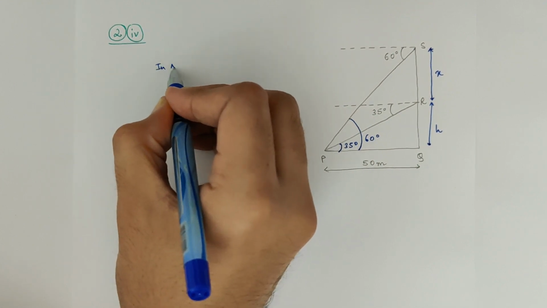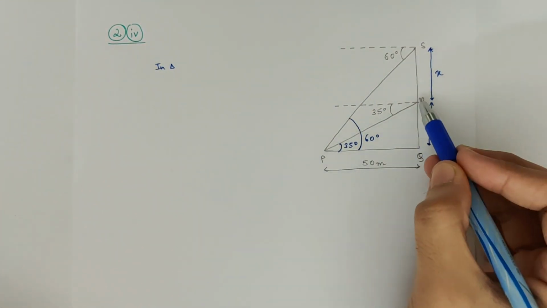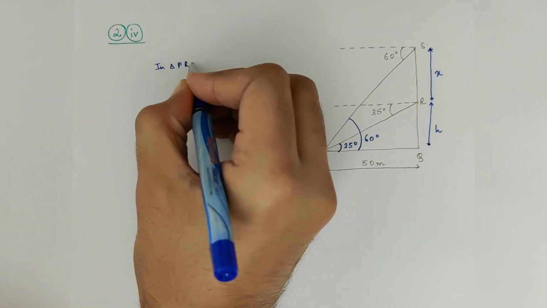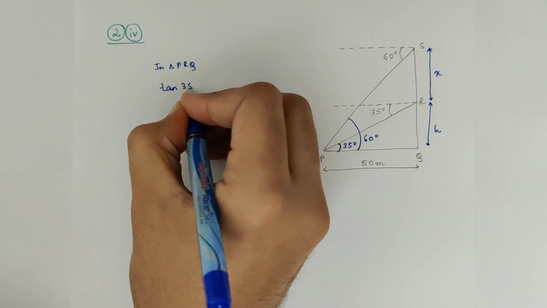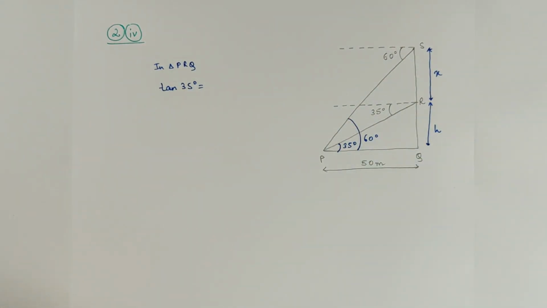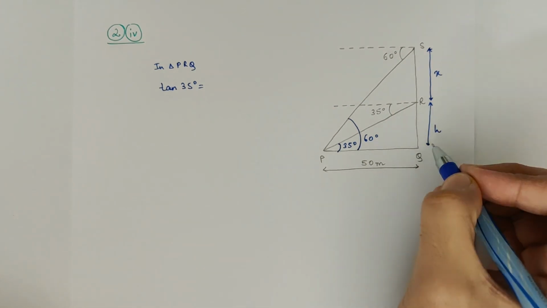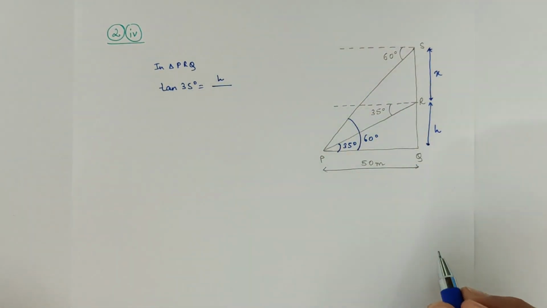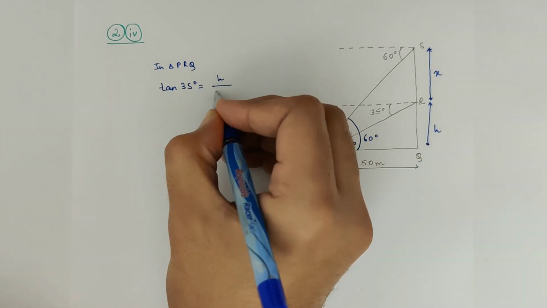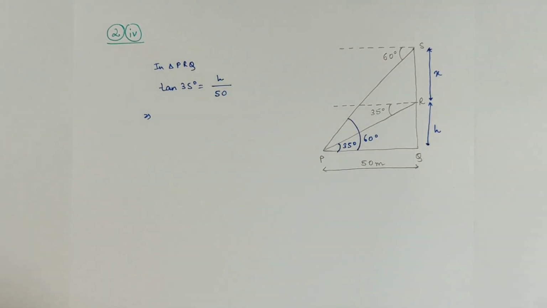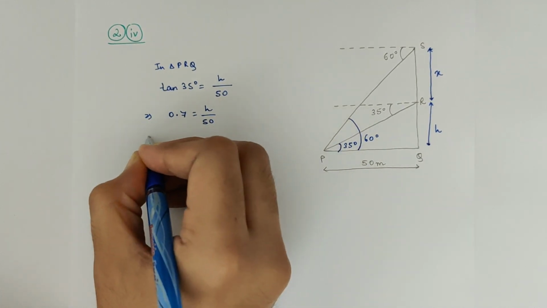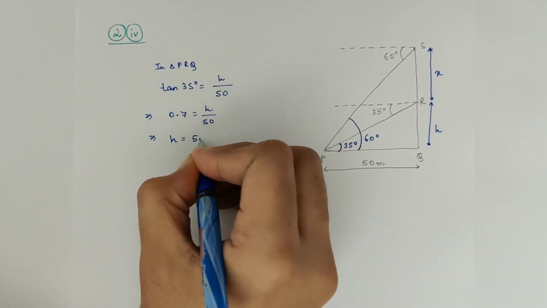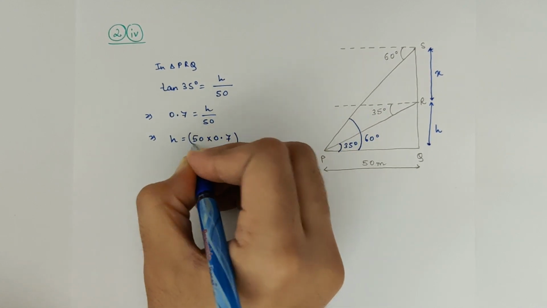Firstly, in triangle PRQ, tan 35 degrees is equal to perpendicular by base. So we have H over here, which is the perpendicular, divided by the base, which is given as 50 meters. And guys, the value of tan 35 degrees is 0.7. So 0.7 is equal to H by 50. Therefore, H is equal to 50 into 0.7 meters.